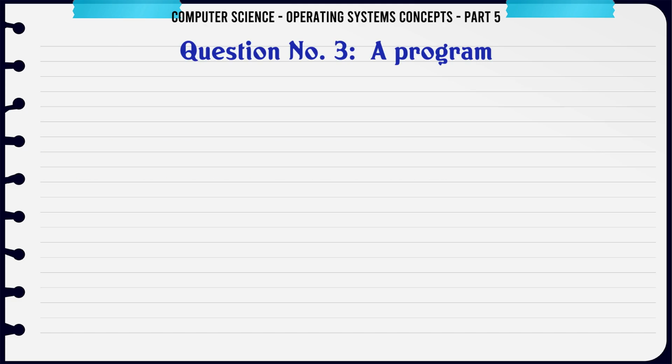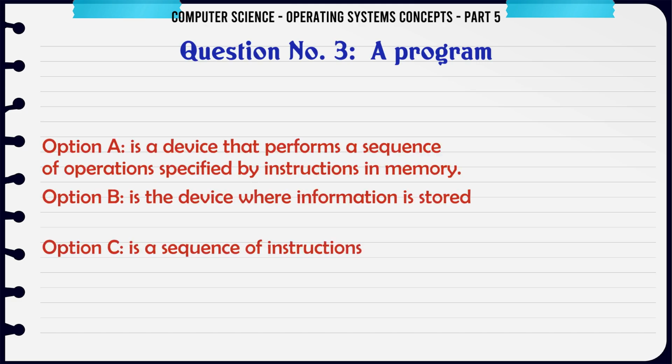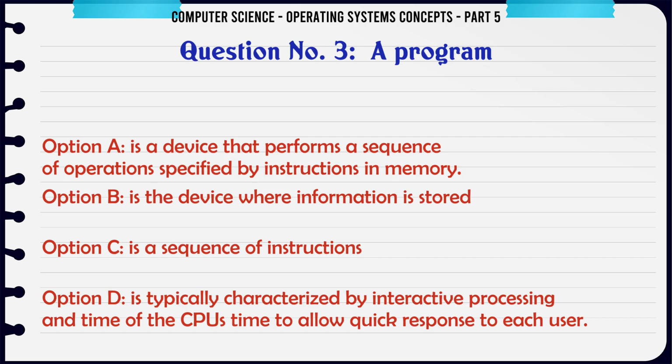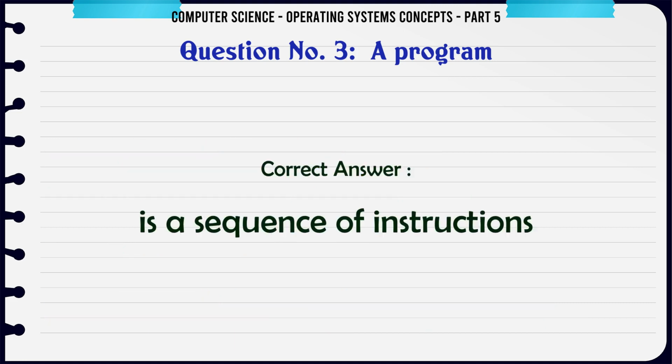A program. A is a device that performs a sequence of operations specified by instructions in memory. B is the device where information is stored. C is a sequence of instructions. D is typically characterized by interactive processing and time slicing of the CPU's time to allow quick response to each user. The correct answer is a sequence of instructions.